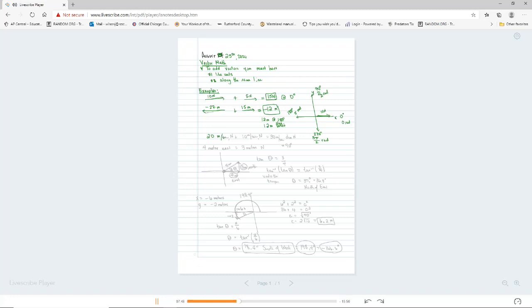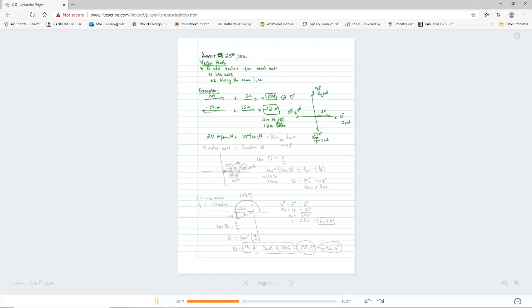Okay, so let's go: 20 meters per second plus 10 meters per second. This would be north. See, vectors always have to have two pieces of information. You have to have an amount, and you must have a direction. Otherwise, I can't answer the question.